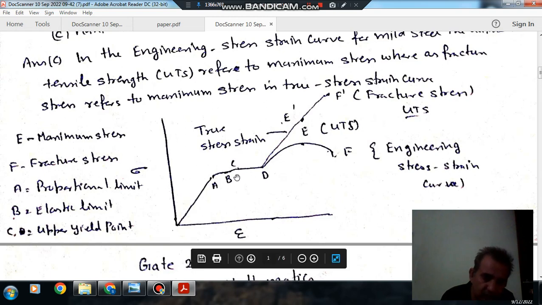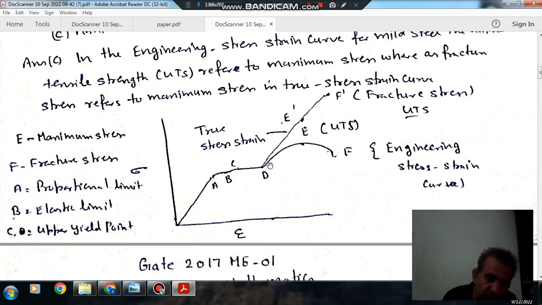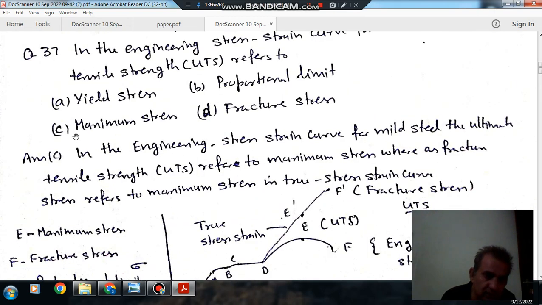Whereas the true stress strain curve differs from the engineering stress strain curve from point D. So this is your D, and D, E dash, F dash. E dash is your maximum, ultimate stress point, and the maximum stress here is flexure stress. So in case of the true stress strain curve, the maximum stress is flexure stress, and ultimate tensile strength is your flexure stress. So the answer is C.